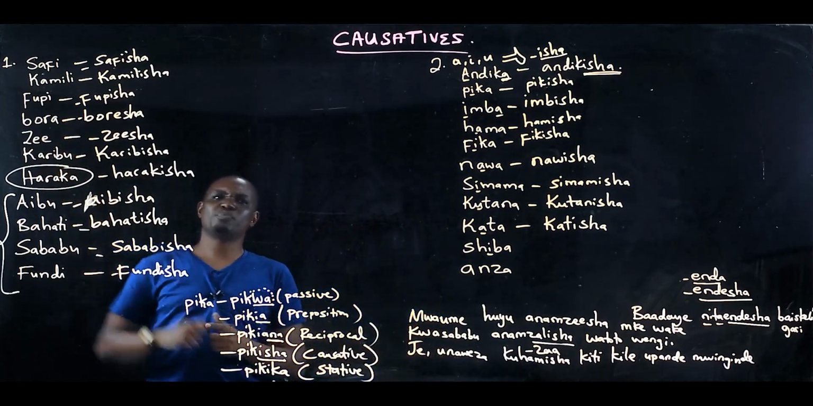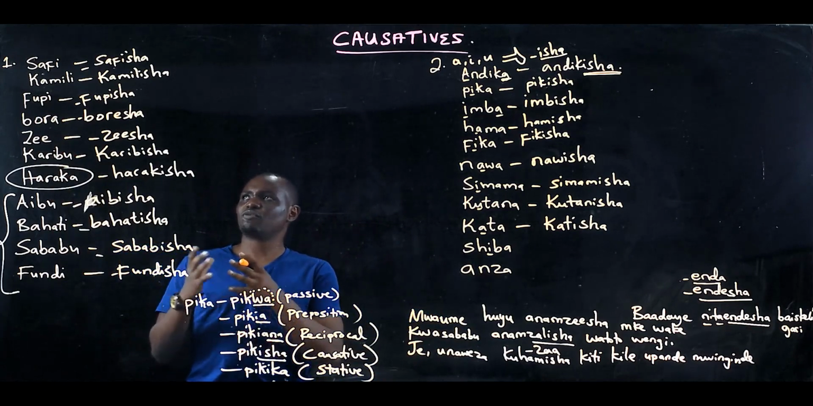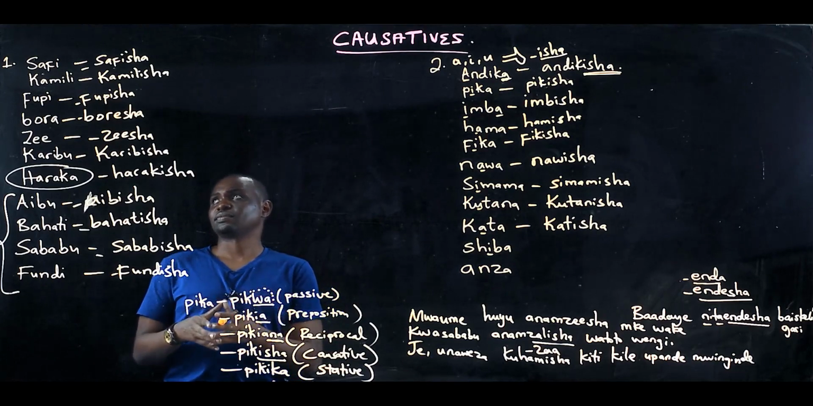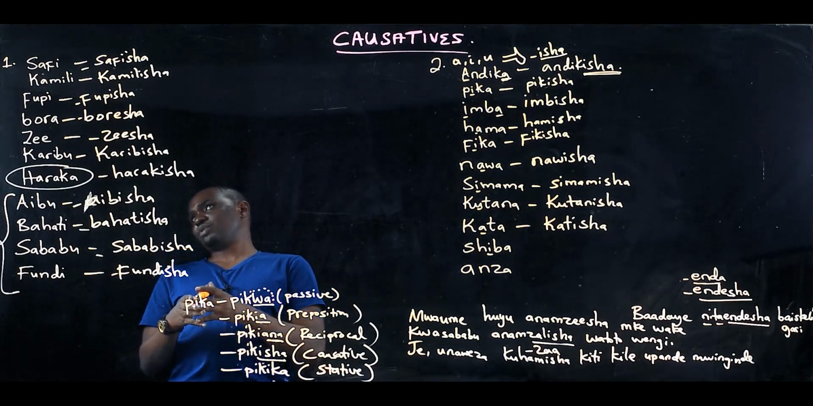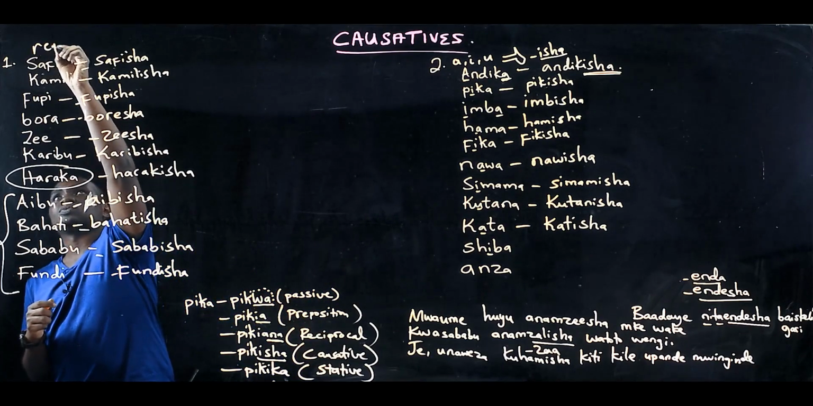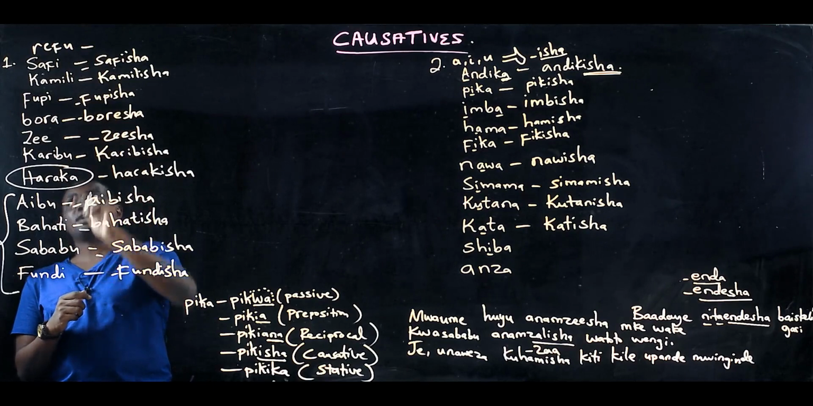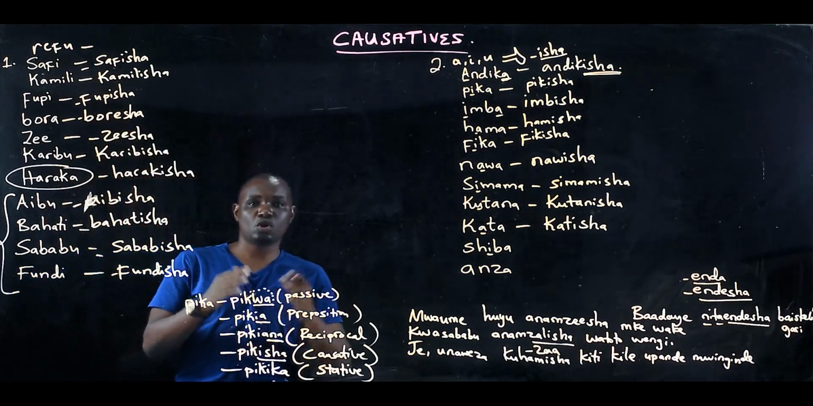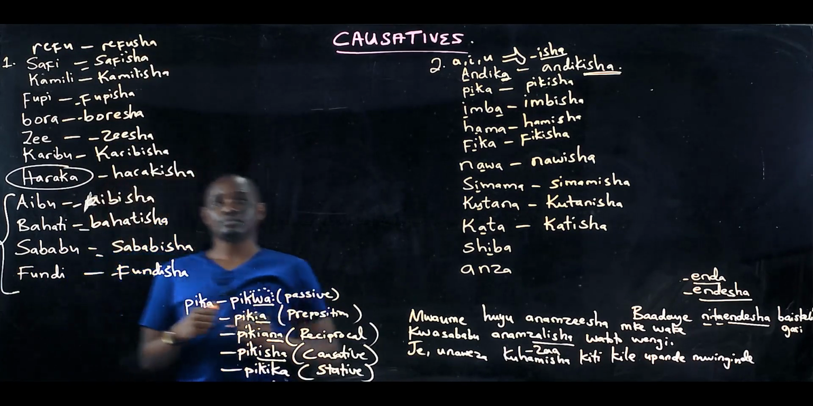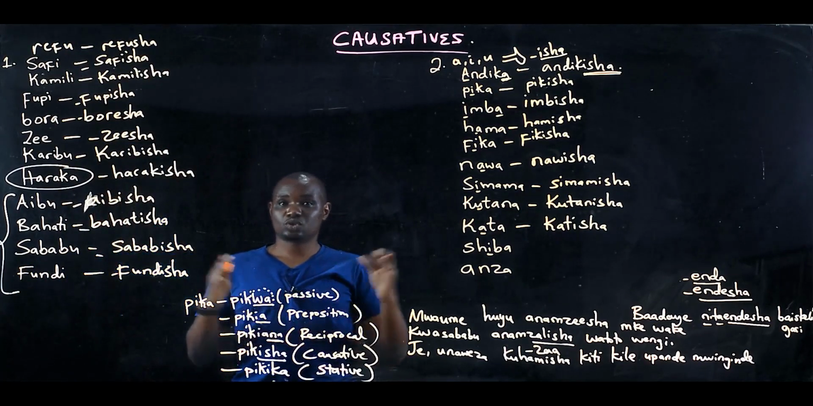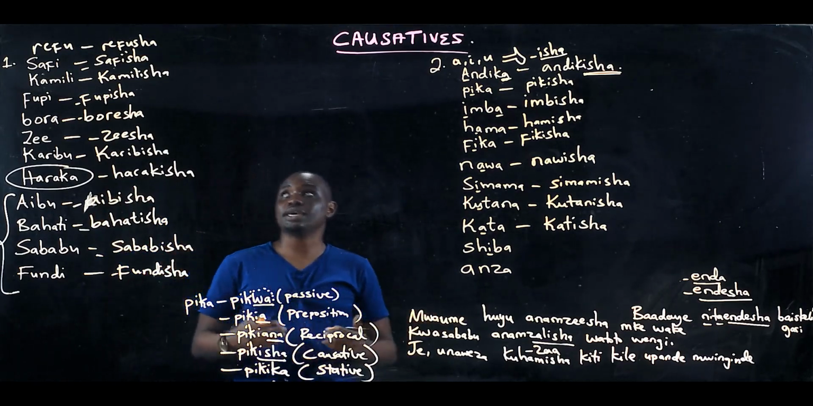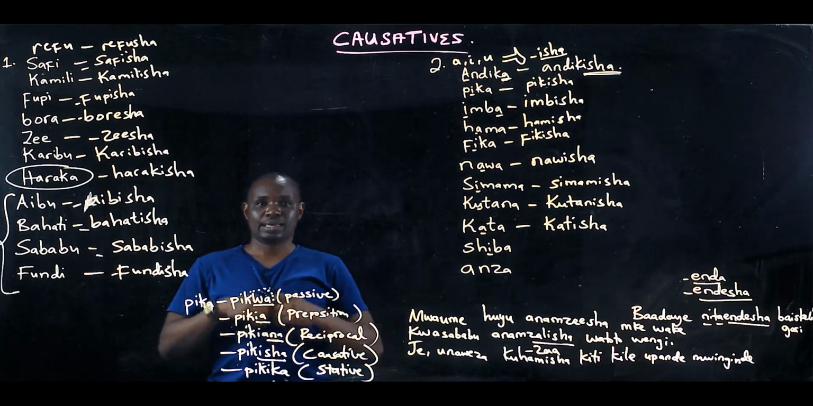What did I tell you about fupi? Fupi is short. Fupisha is to make it short, to shorten. Refu. Do you have refu there? Refu is tall or long. And refusha is to make it tall or to make it long, which means to prolong. Yes, kurefusha is to prolong.